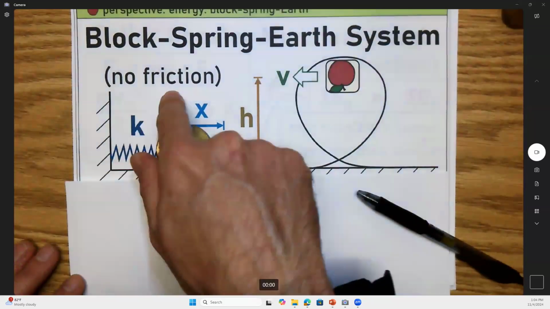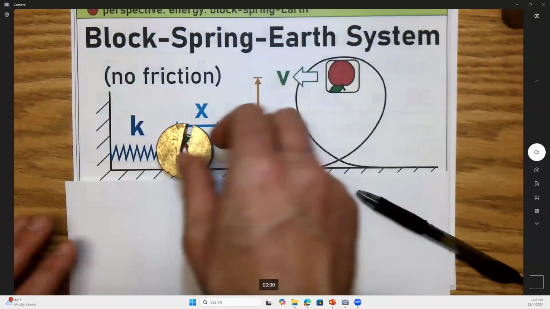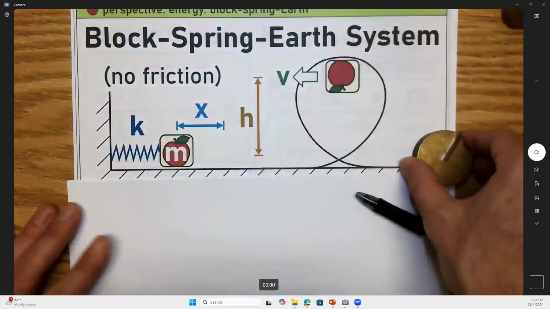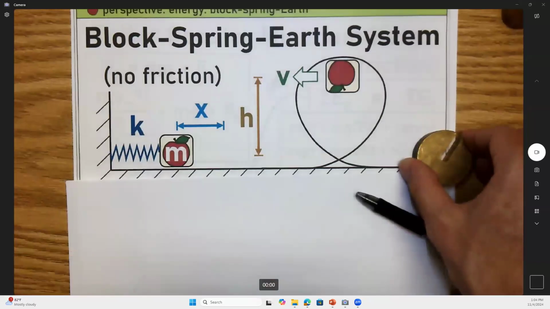Oh, guys, notice there's no friction on the track. You guys see that? No friction? Let it go. There, pew, it flies around the track. Something like that. All right.